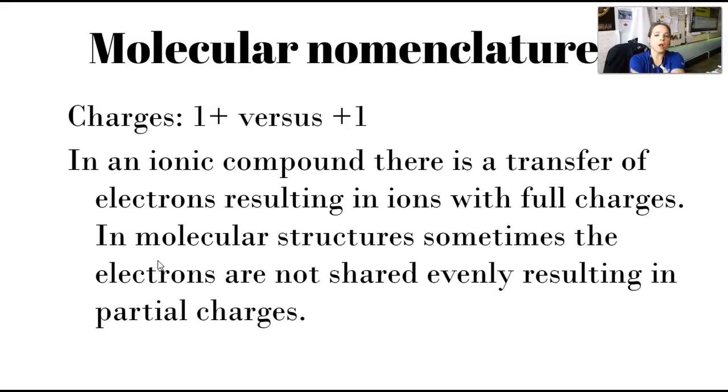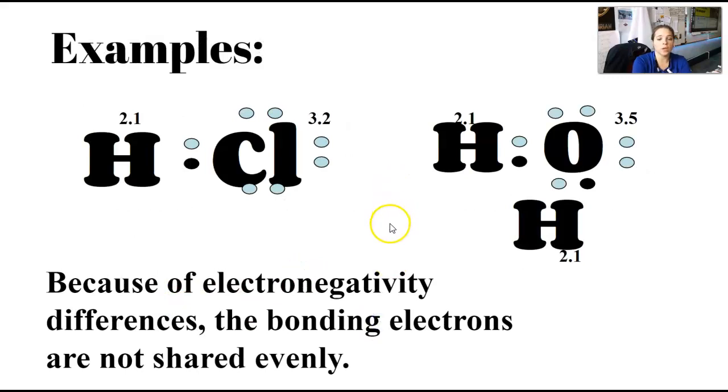So, molecular nomenclature. In an ionic compound, there is a transfer of electrons. Remember, that's a take, resulting in ions with full charges. In molecular structures, sometimes the electrons are not shared evenly, resulting in partial charges. So looking at this, like HCl, that's the ionic, and then you've got H2O, which is covalent.